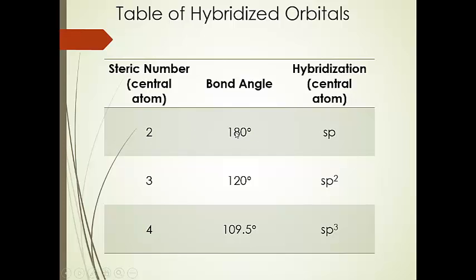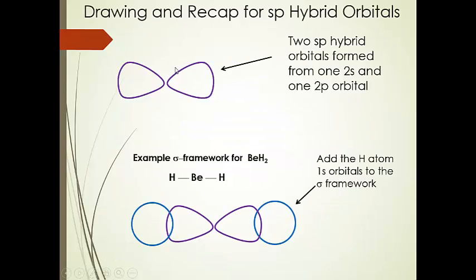And for a steric number 2, we're going to have a 180-degree bond angle, and the hybridization is going to be sp. Okay, now we haven't seen the steric number 3 yet, but we will in just a second. So if the steric number is 3, then of course we already know from molecular geometry that the bond angle is going to be 120 degrees, and now we're learning that the hybridization when the steric number is 3 is sp2. Okay, now when the steric number is 4, bond angle is of course 109.5 because we have a tetrahedral structure, and now we know that that hybridization is sp3. Okay, so again, just recapping.